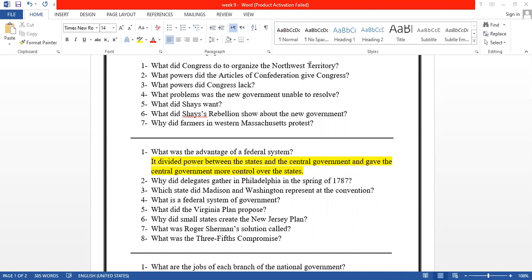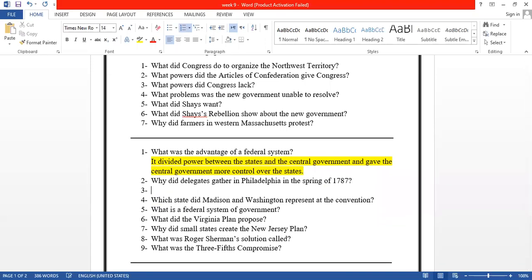Okay. What else? The next question. Why did delegates gather in Philadelphia? Why did the delegates gather in Philadelphia in spring 1787? They wanted what? It's very easy. They wanted to.